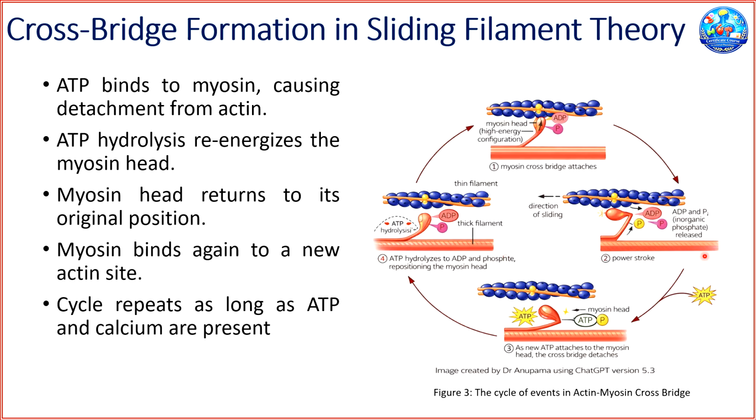This continues to happen as long as calcium and ATP are available. As you know, if calcium is there, the actin filament binding sites will change their orientation because of the troponin and the tropomyosin. And once these are open, only then will the myosin head go and bind there.